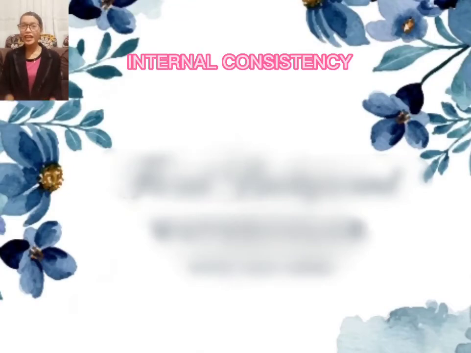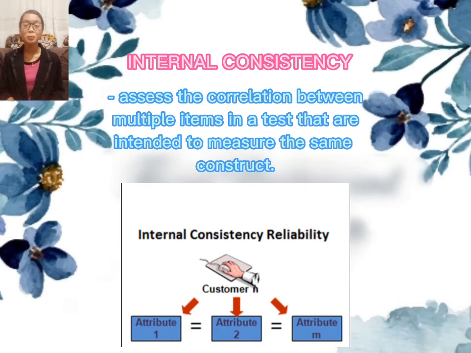4, which is the last one, is internal consistency. It assesses the correlation between multiple items in a test that are intended to measure the same construct. Why is it important? It is because when you devise a set of questions or ratings that will be combined into an overall score, you have to make sure that all of the items really do reflect the same thing. If responses to different items contradict one another, then the test might be unreliable.